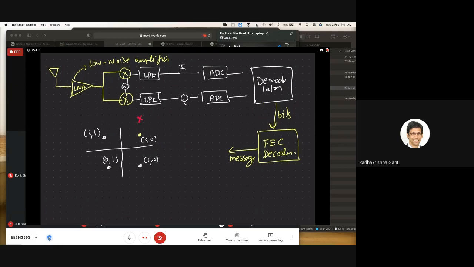So at this point, you still get a real RF signal. The same signal goes into both. One multiplies with cos, one multiplies with sine, and then you pass through the LPF. Automatically, I and Q come.